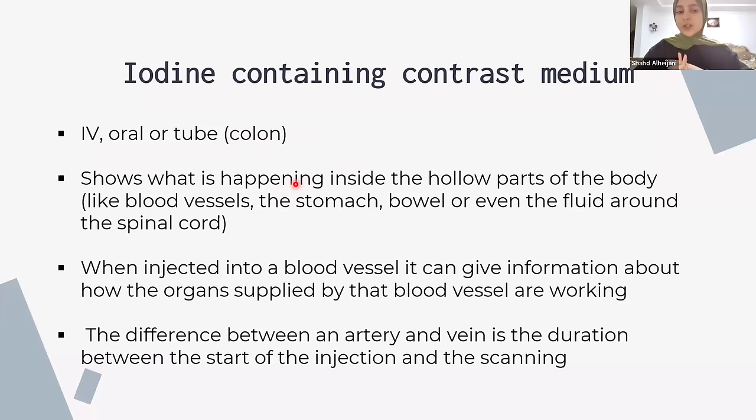So it would show what happens inside the whole parts of the body. For example, as we saw, the contrast will be taken up by the blood vessels, or it can even show the bowel, the stomach, and so on. And when injected in the blood vessels, it can give information about how the organs supplied by that vessel are working. So let's say, in one of the examples I gave previously, you can see the contrast was taken up by something other than the aorta, other than the vessels. Do you remember what that thing was? What did we say?